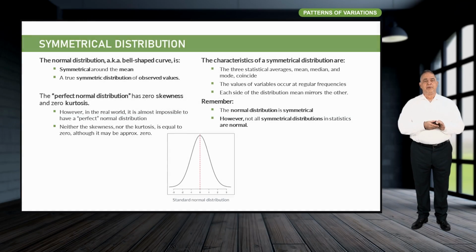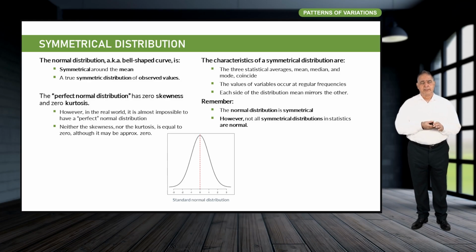What is a symmetrical distribution? Symmetrical means that there is a line and the line divides the distribution in two parts, and each part mirrors the other part. So the classic and the ideal case of a symmetrical distribution is the normal distribution that has zero skew and zero kurtosis.